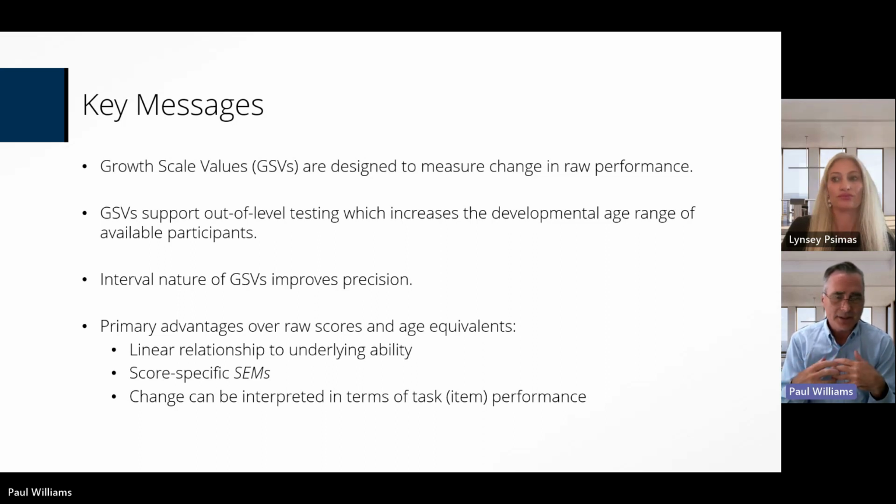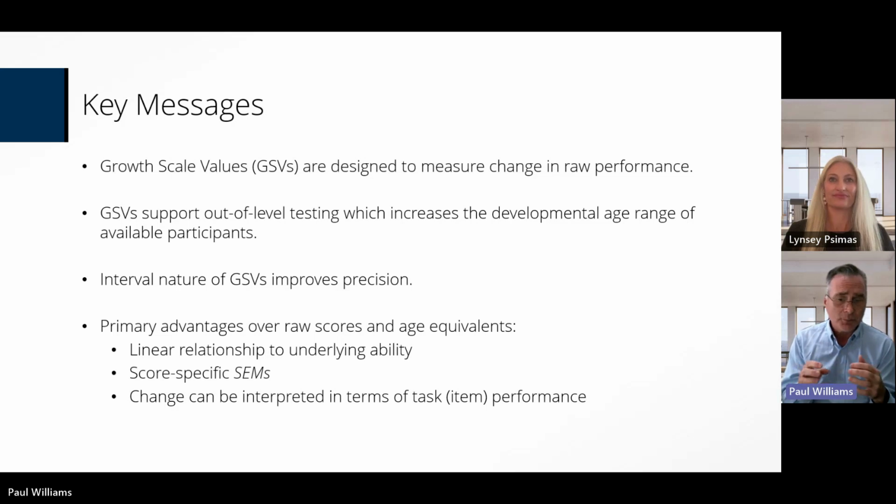The interval nature of GSVs improves the precision. We saw how you get the same amount of change over the whole scale rather than having different changes because of where they are on the scale. So the primary advantages of raw scores and age equivalence is that linear relationship to underlying ability. The score-specific SEMs, your psychometricians are going to love you because they would love to have a score-specific SEM because it's going to make their measurement and their data more precise.